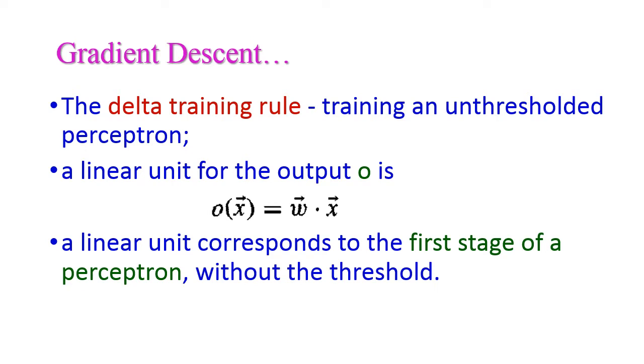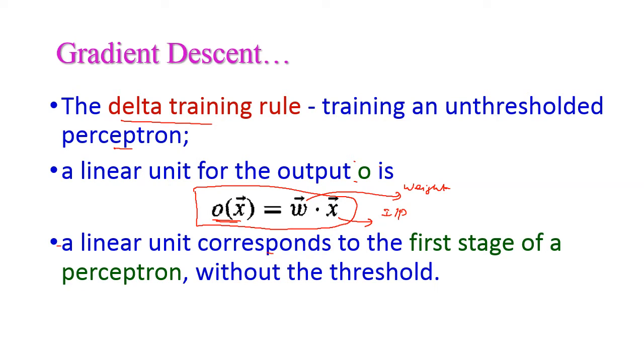The purpose of the delta training rule is training an unthresholded perceptron, that is a linear unit, for which the output O is O of x vector, which is equal to W vector multiplied by x vector. Here the x vector is nothing but the input and the W vector is nothing but the weight assigned to this network. The multiplication of these two forms the output, and a linear unit corresponds to the first stage of the perceptron without the threshold.